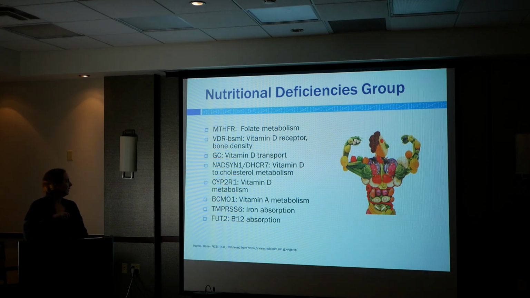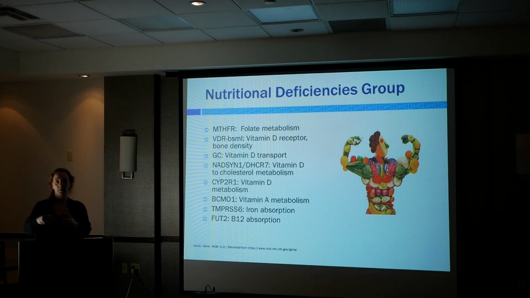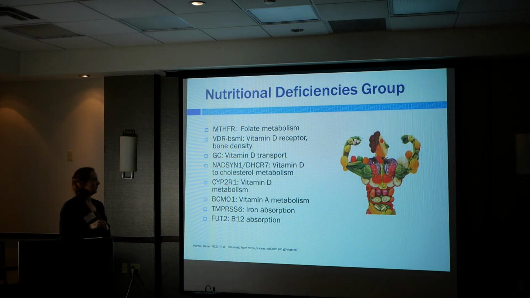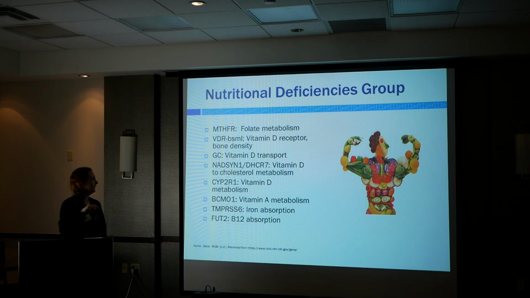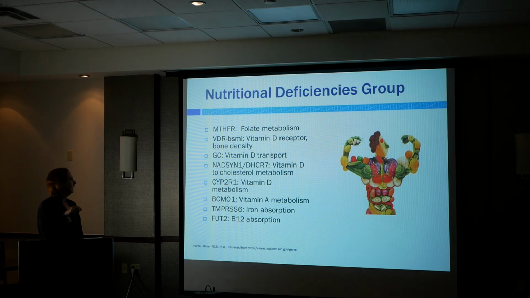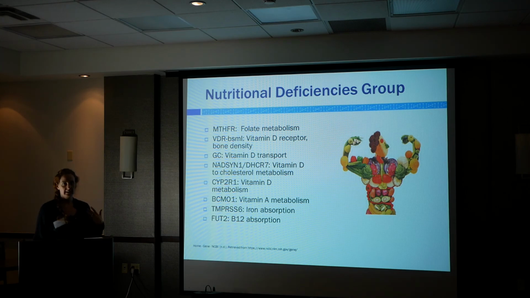CYP2R1 is involved in vitamin D metabolism. It takes the breakdown product of vitamin D and takes it to one of those last final steps to make it into the active form. Another one transports vitamin D around the body. Another one can actually convert the precursor of vitamin D into cholesterol favorably, stealing the precursor from vitamin D. And then you also have one that deals with vitamin D receptors, relaying that message. So it's really interesting how the genetics can play together.